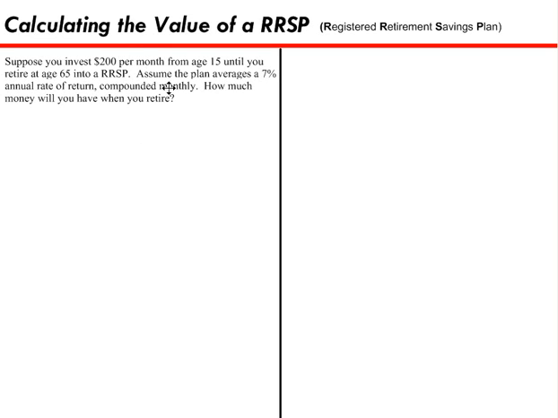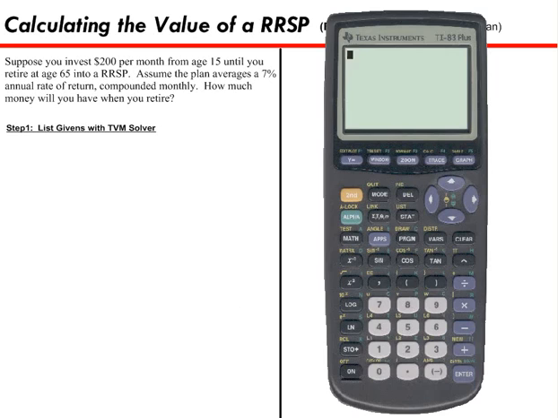There's a lot of information in this question, so I would suggest that to keep ourselves organized, we start off by listing our givens, and that's step one. I'll use the TVM solver on my graphing calculator to help me figure out what givens I need. I'll bring in the calculator now, and I'll go to the TVM solver by hitting the Apps button once, then enter on Finance, enter on TVM solver, and there I go.